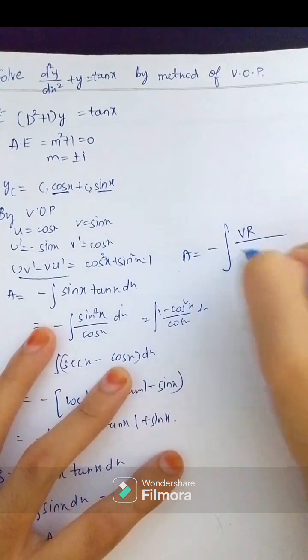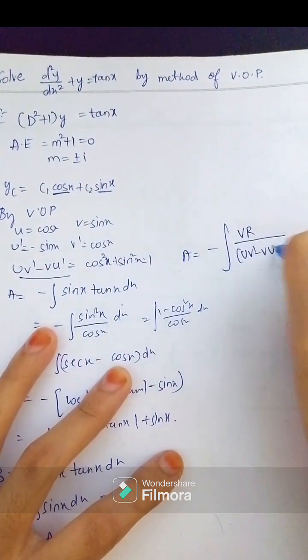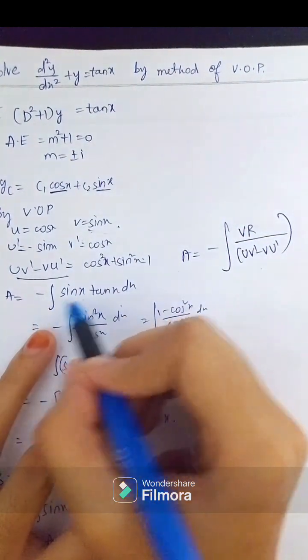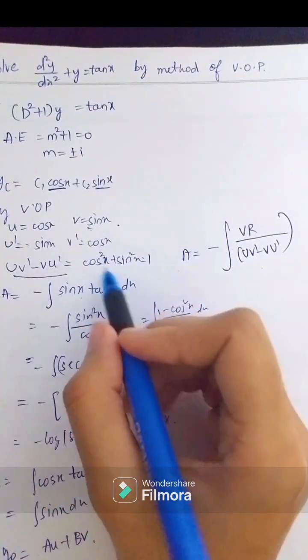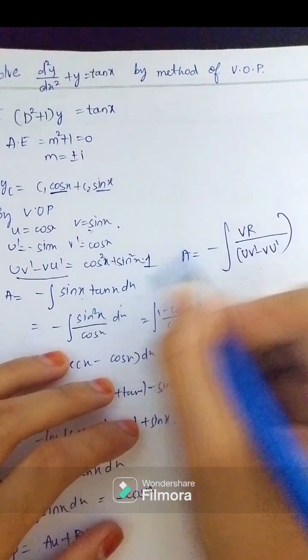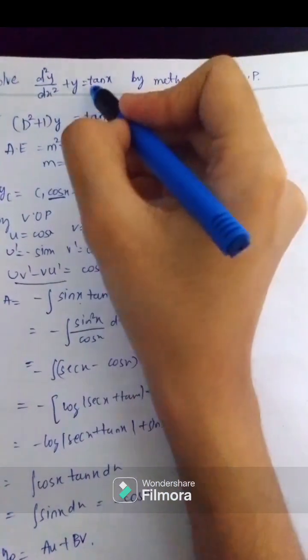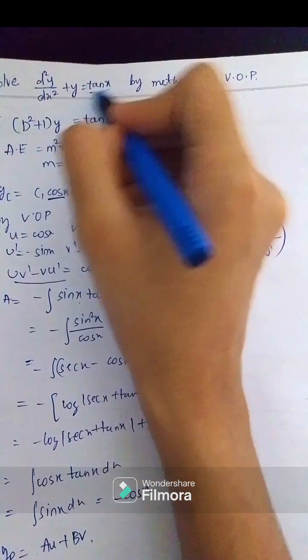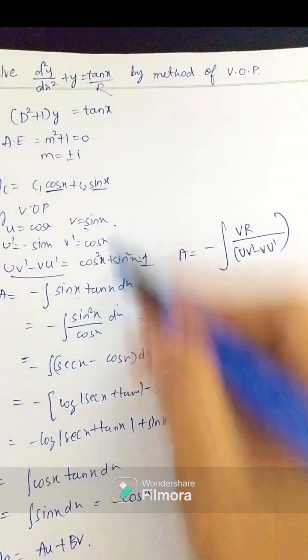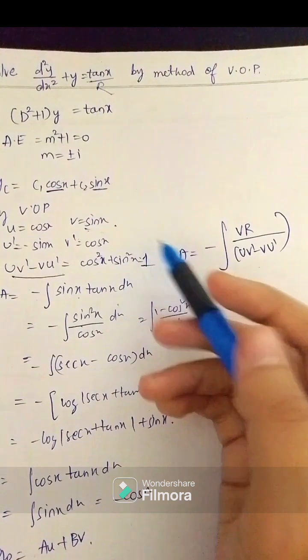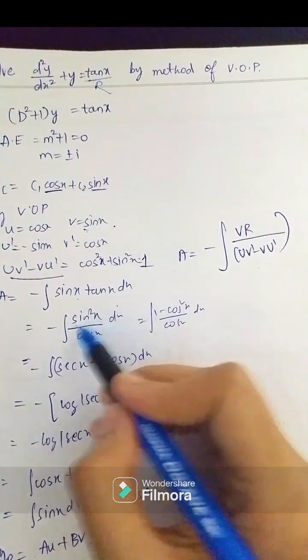So what is my V? Sin x, and UV dash minus VU dash is 1. R here is this in the question. This is your R. So that is sin x by cos x. So I wrote sin square x by cos x. And B, okay. So how will I solve this? Sin square x is 1 minus cos square x.